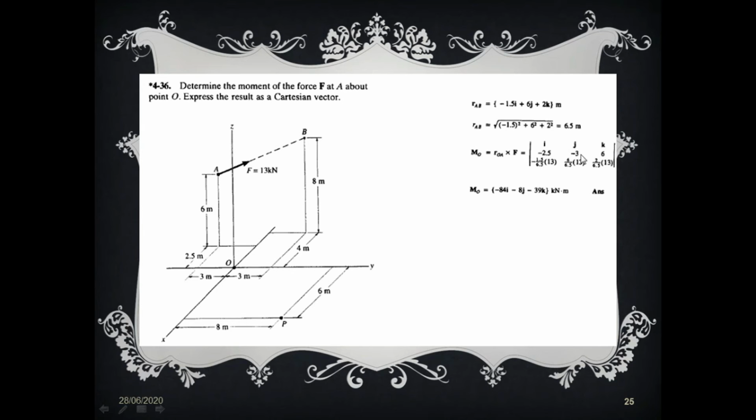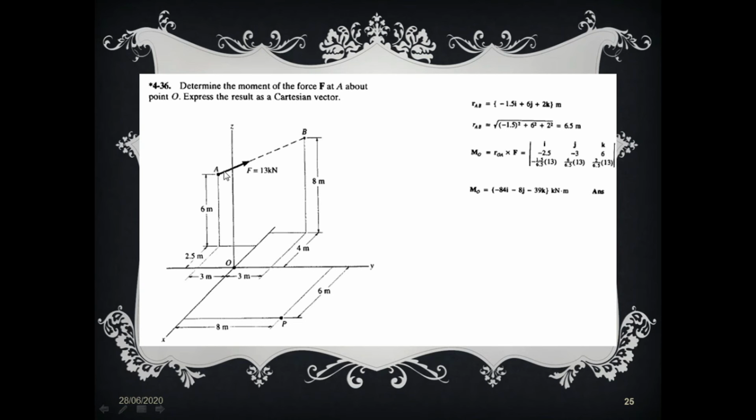Then the Y component, its magnitude total is basically 13 kilonewton, and the Y component will be 6 upon 6.5. And then for the K, it will be again 13 kilonewton for the force, and the Z component will be 2 divided by 6.5. So multiply this, and we will get the force in Cartesian vector form.